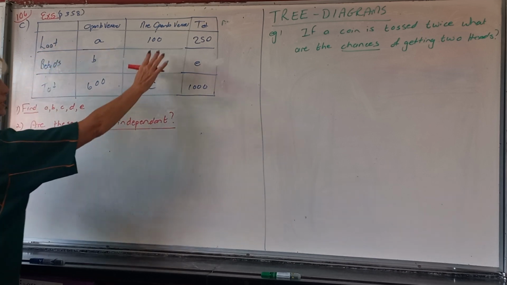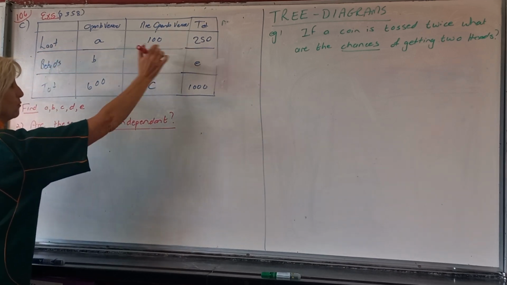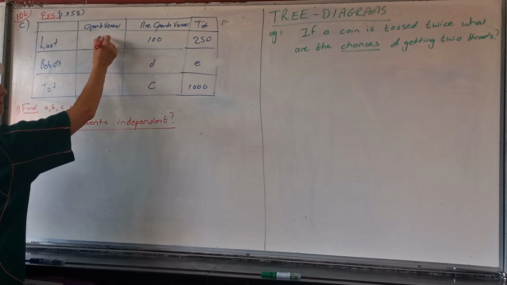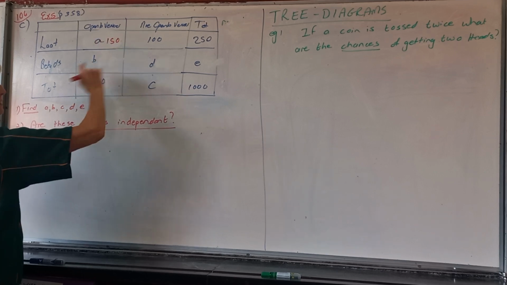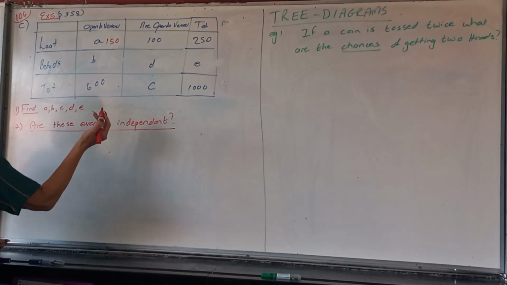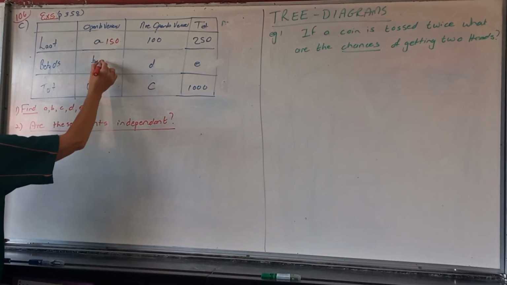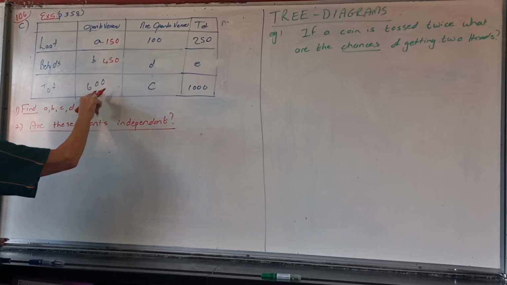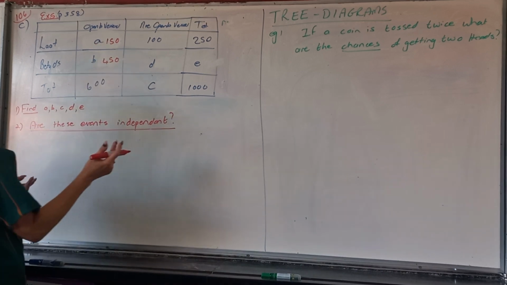Yes. Because I know that this should add up to a total of 150, so this is 150 to get to 250. Are you with me? Yes. Help me, which other one then? So then B will have to be 450 to add up to 600.